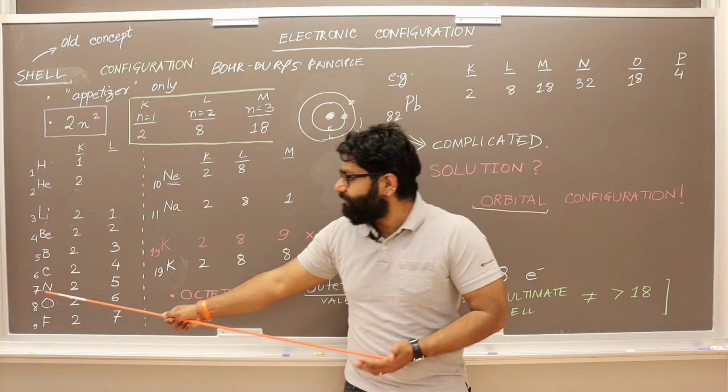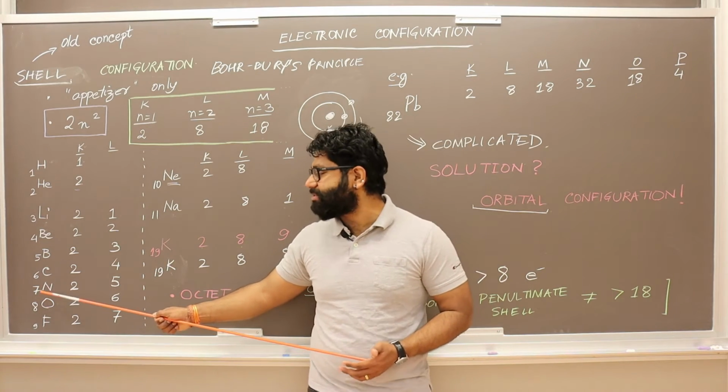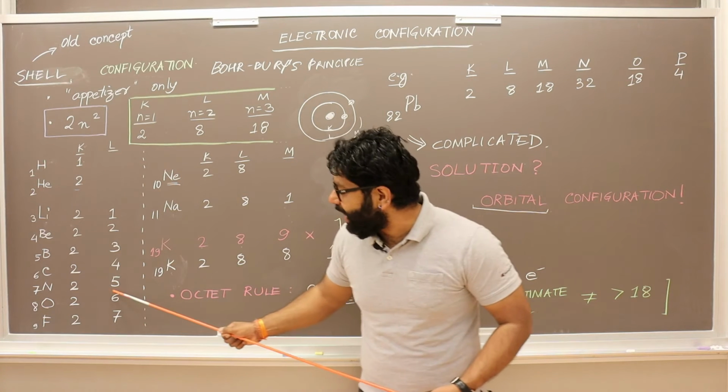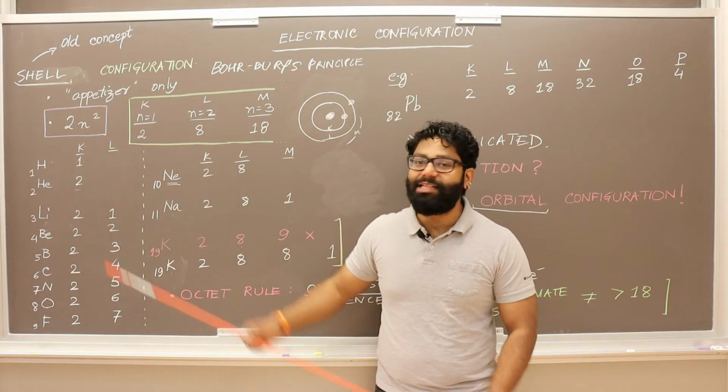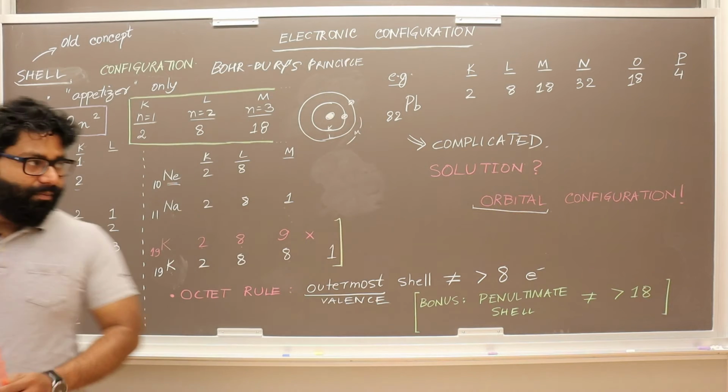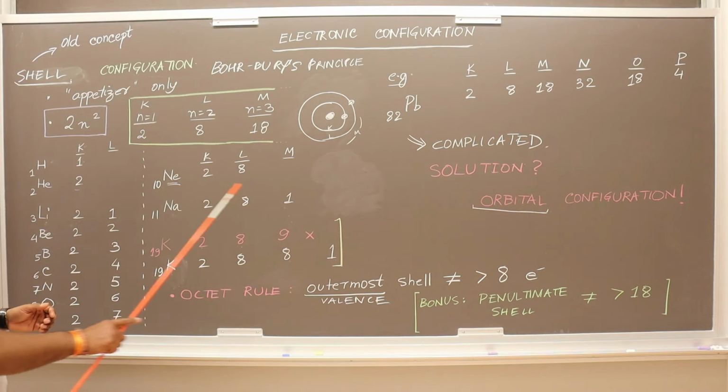Similarly, let's take an example of nitrogen. So nitrogen, the number of electrons is 7, so 2 goes in the K shell, the remaining 5 go in the L shell. Pretty simple, right? Okay. Now, this story goes on.